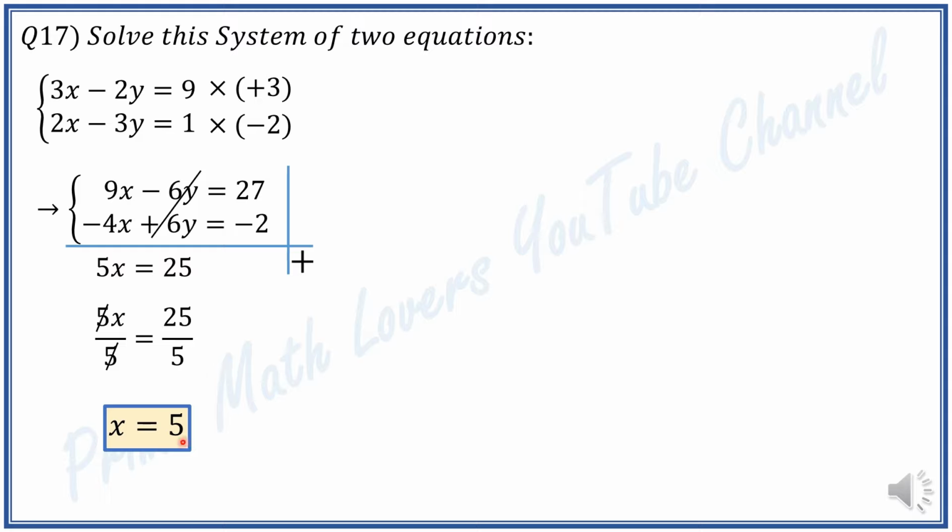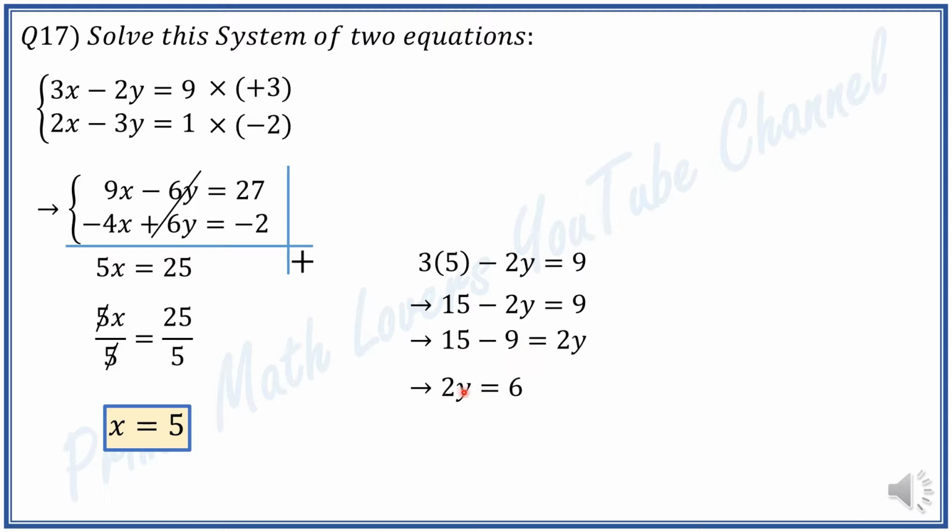Now we replace x in one of the equations, let's say the first one, with 5, and then find y. So 3 times 5, since x is 5, minus 2y is equal to 9. 3 times 5 is 15, minus 2y is equal to 9. We take 2y to the other side and 9 to this side. So we have 15 minus 9 is equal to 2y. 15 minus 9 is 6, so 2y is equal to 6. I divide both sides by 2 and I get y is equal to 3. So the answer for this system of two equations is x is equal to 5 and y is equal to 3.